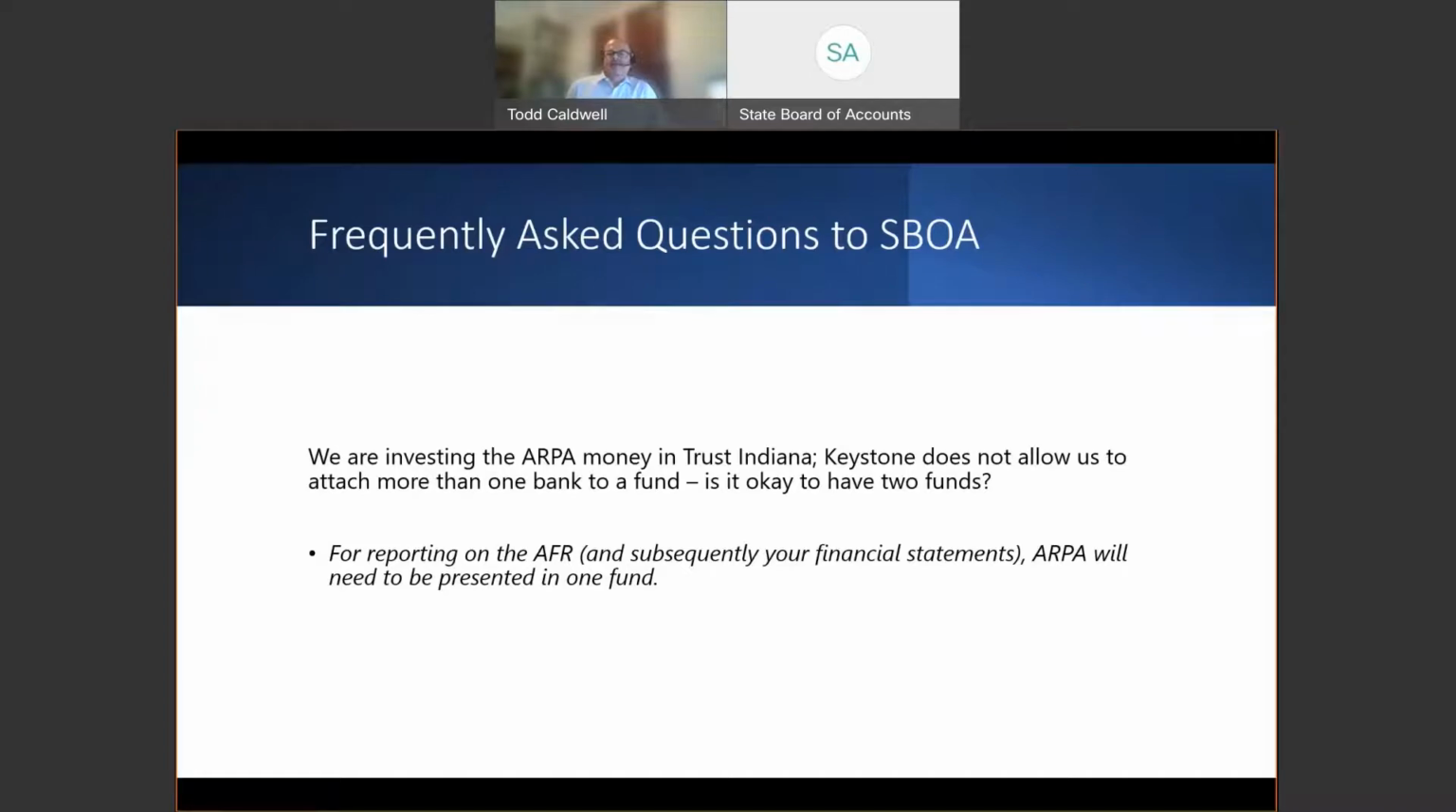But you're going to have to keep good documentation of how this occurred, why you created that separate fund, and make sure that each fund name is easily identifiable, like Susan talked about using ARP in the title. For your second fund, if it's Trust Indiana and Keystone, you might call it ARP Trust Indiana or ARP Investment or something to that effect.